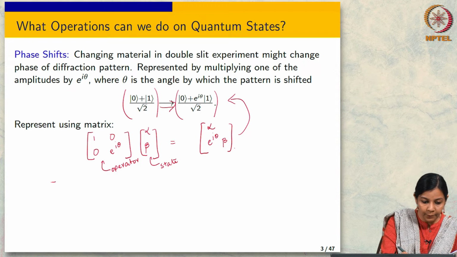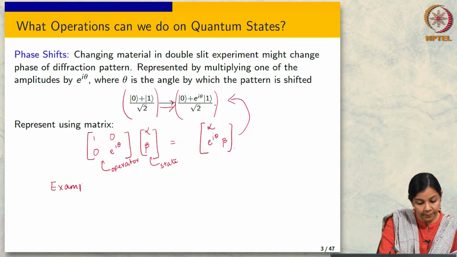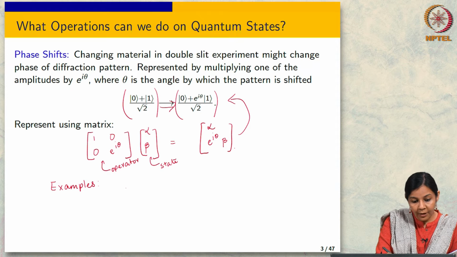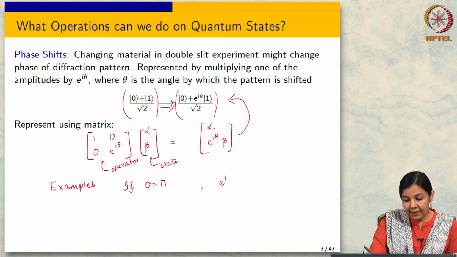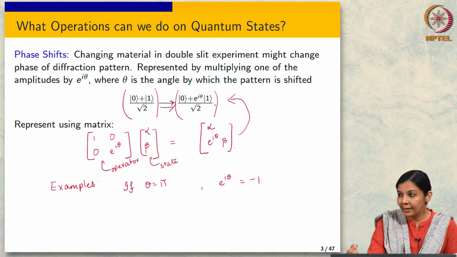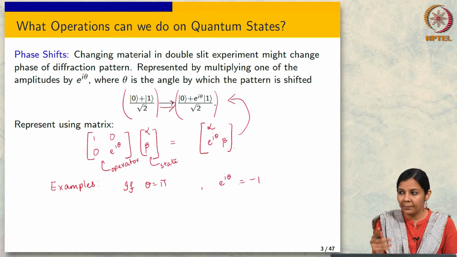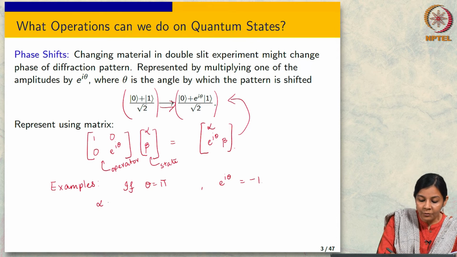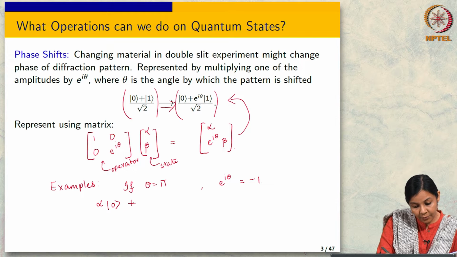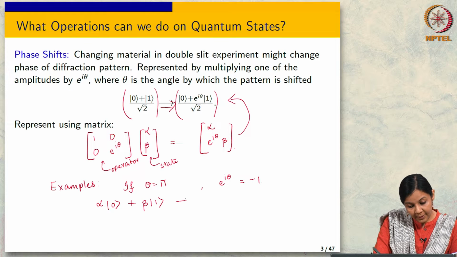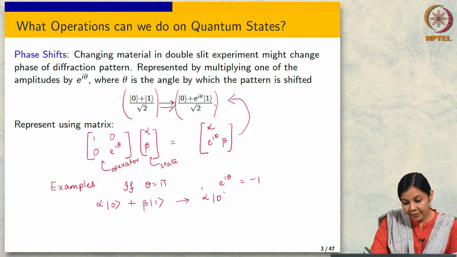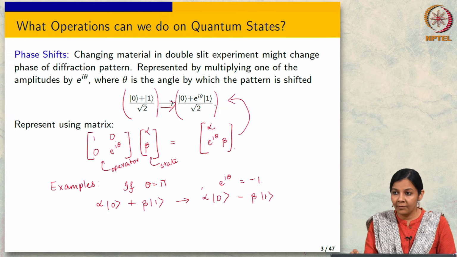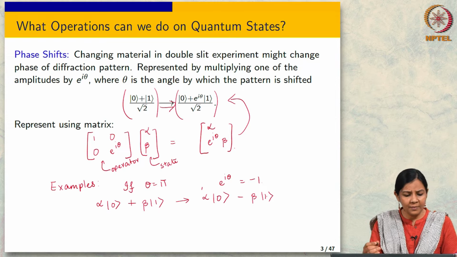Let us look at a couple of examples here. Let us say that theta is equal to pi. In that case, e to the i theta is equal to minus 1. This is simple, just expand the e to the i theta and you can see it. So what does this do? If I have alpha |0> plus beta |1>, then this is going to go to alpha |0> minus beta |1>, just by definition. Does everyone agree with that? This is just simple.